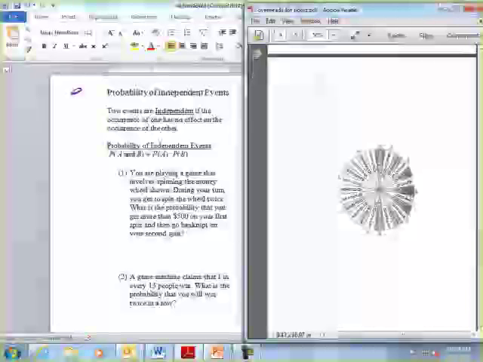So in the question it says we're going to spin this wheel twice, and we want to know the probability that we get more than 500 on your first spin and then go bankrupt on the second spin. And in probability problems means to multiply. Yesterday we talked about or as meaning addition. And means to multiply. So what we're going to do is find the probability of more than 500 on a spin. On that wheel, everything marked with A has a higher than 500 value. So there are 8 of those, and there are 24 spaces total.